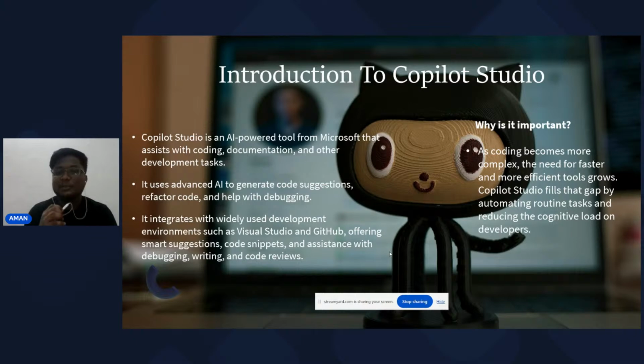So, what is it and why is it important? As coding becomes more complex, the need for faster and more efficient tools grows. Copilot Studio fills the gap between automating routine tasks and reducing the cognitive load on developers. So it is important. It basically helps us to code faster and very smartly.